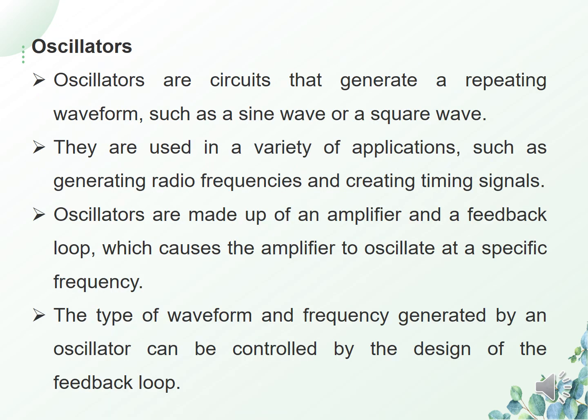And the next application is in oscillators. Oscillators are the circuits that generate a repeating waveform without giving any input. And they are also called as waveform generators, and these oscillators are used to produce waveforms such as sine wave, triangular wave, square wave, etc. And the oscillators are made up of an amplifier with a feedback loop which causes the amplifier to oscillate at a specific frequency. So oscillators produce output without giving any input, and it works based on the feedback loop only.